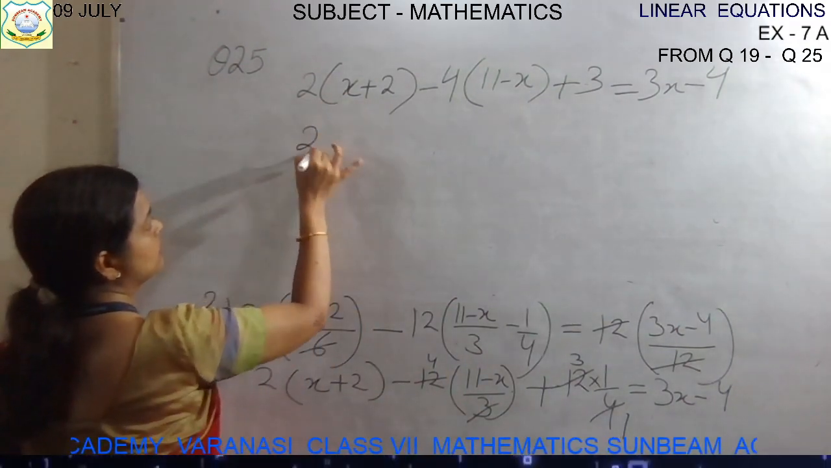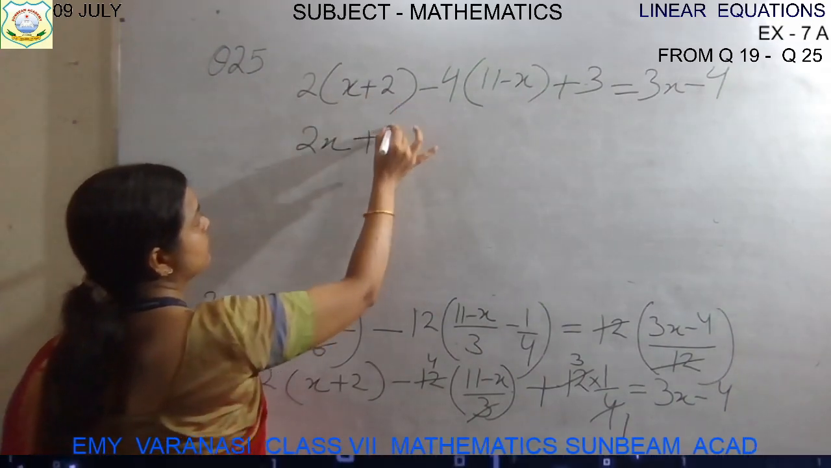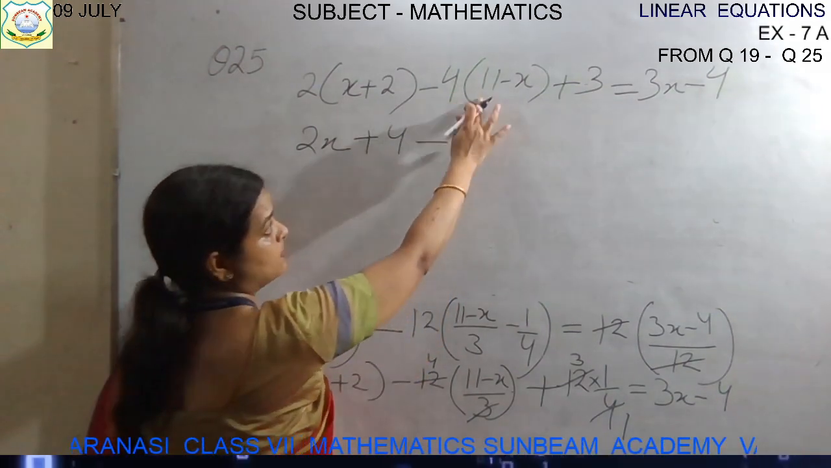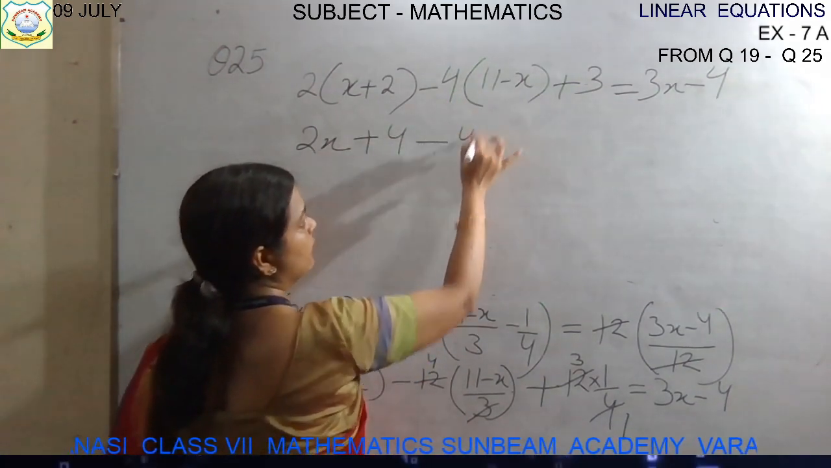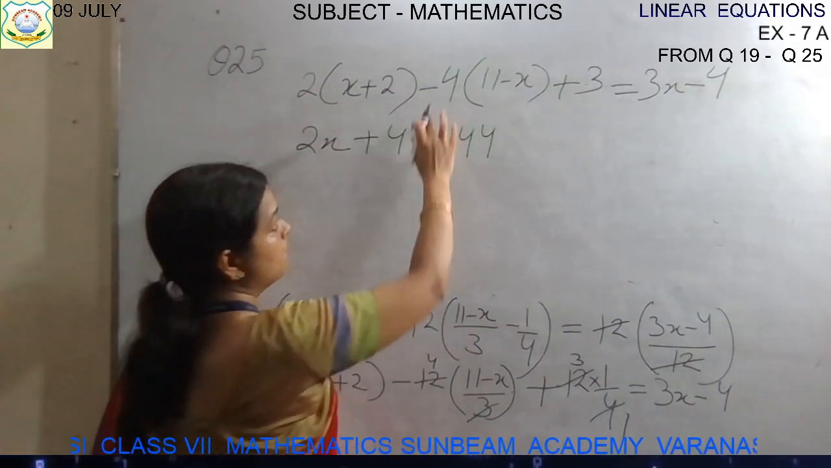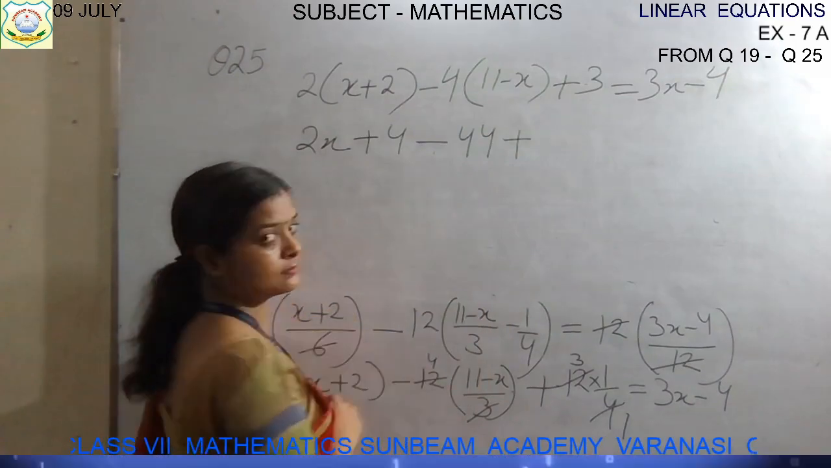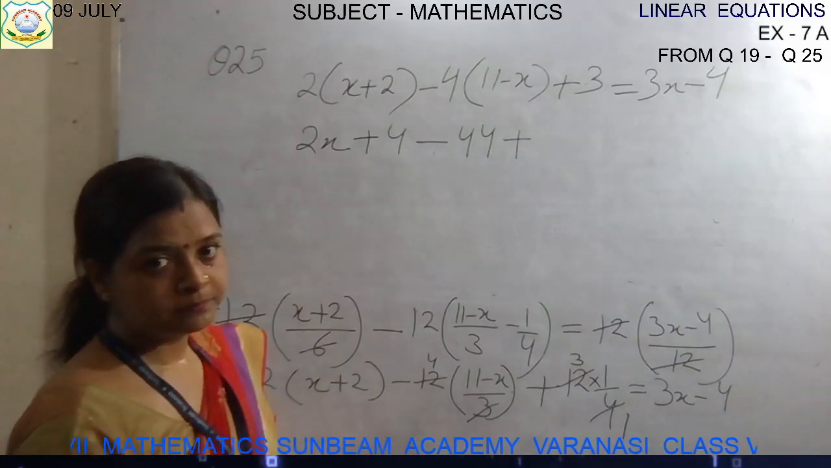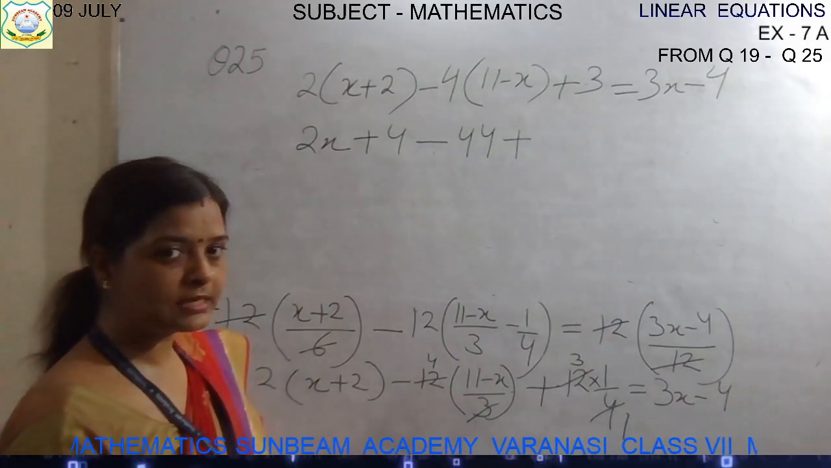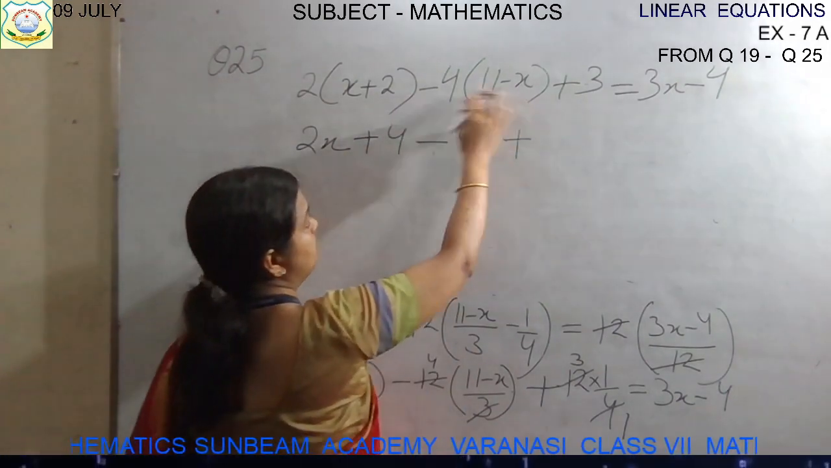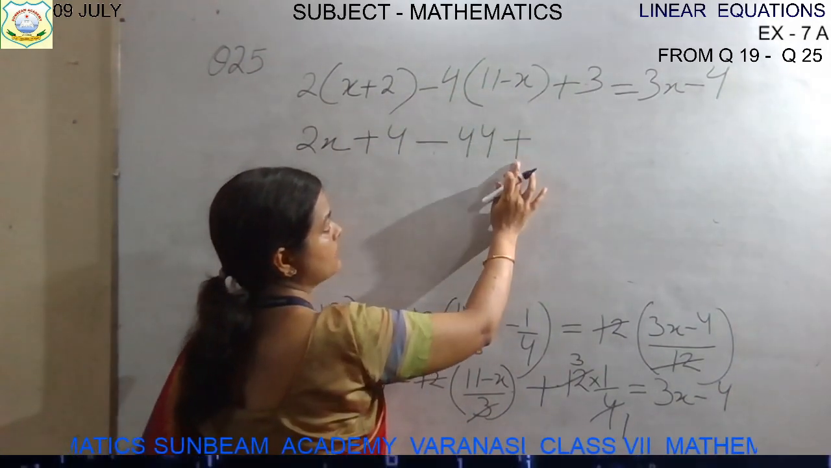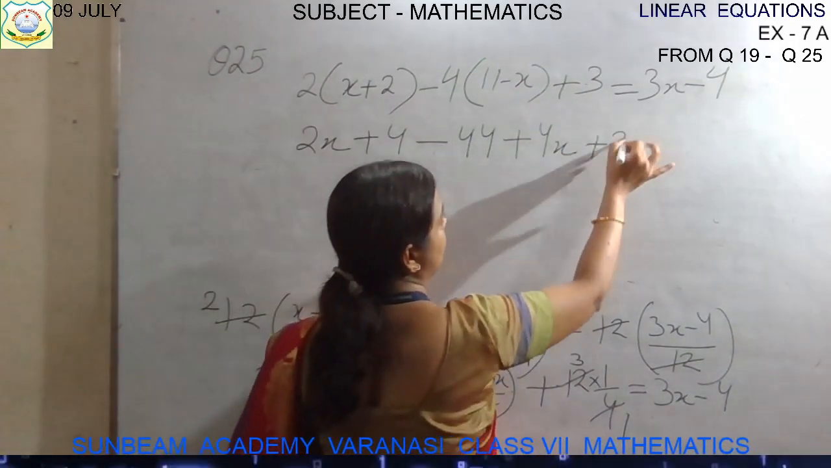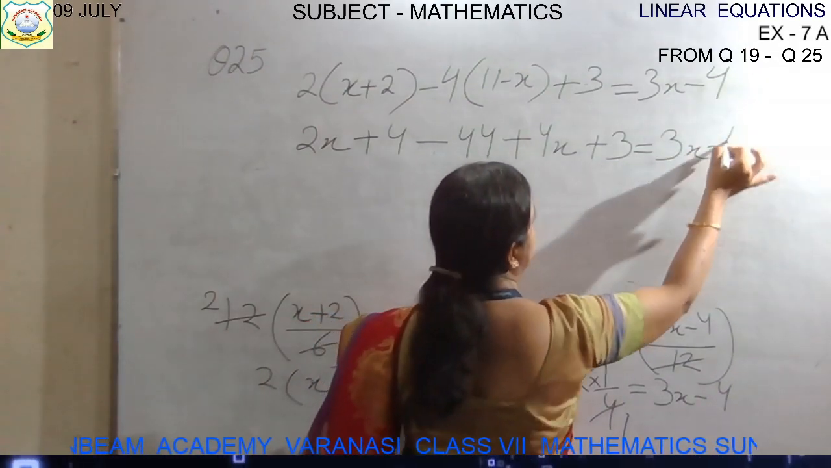2 into x, 2x plus 2 into 2, 2 2s are 4. Minus plus minus. 4 into 11, 44. Minus minus will become plus. If the signs inside the bracket and outside the bracket are the same, positive will come. So signs are same, minus minus, multiply it, minus minus will become plus. 4 ones are 4x, x will also come. Plus 3 is equal to 3x minus 4.